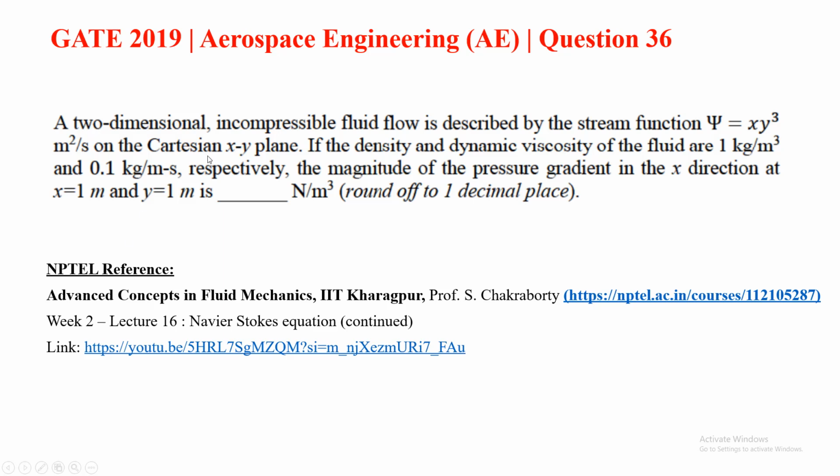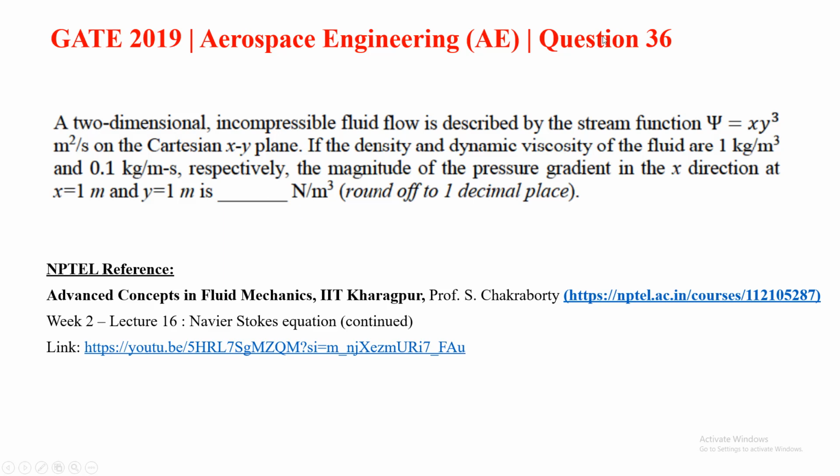Hello everyone, let's solve a problem from GATE 2019, question number 36 from the Aerospace Engineering paper. A two-dimensional incompressible fluid flow is described by the stream function psi equal to xy cubed meter squared per second on a Cartesian xy plane. If the density and the dynamic viscosity of the fluid are 1 kg per meter cubed and 0.1 kg per meter second respectively, the magnitude of the pressure gradient in the x direction at x equal to 1 meter and y equal to 1 meter is dash Newton per meter cubed.